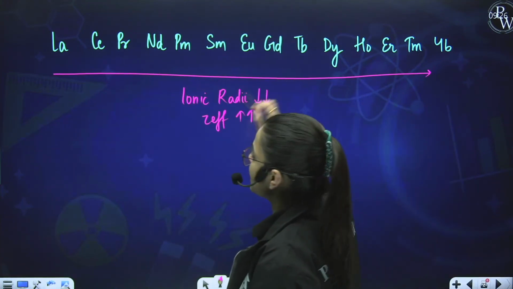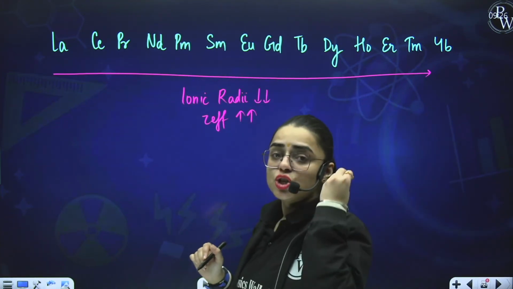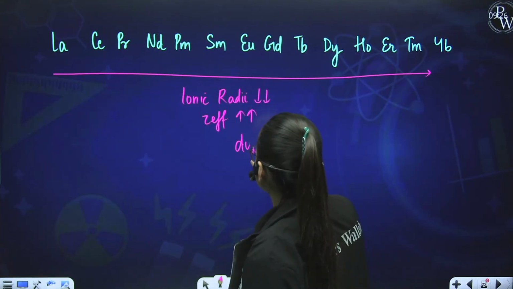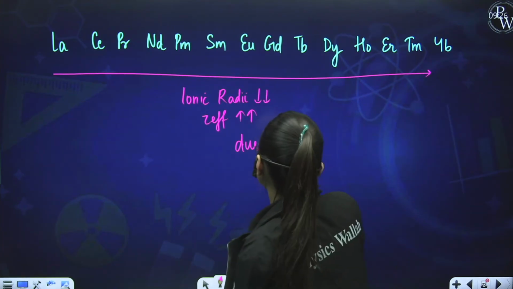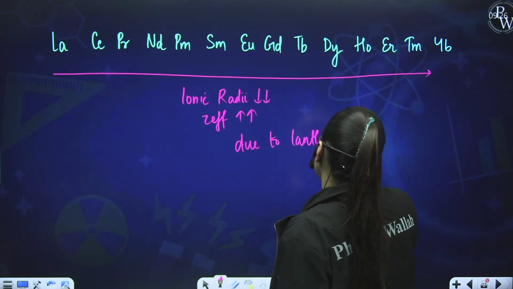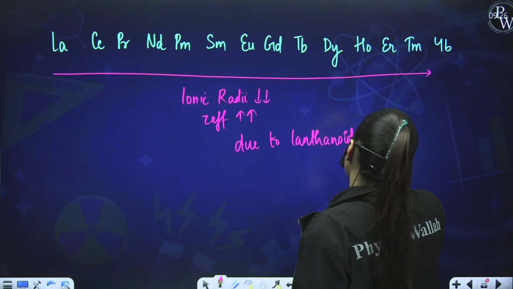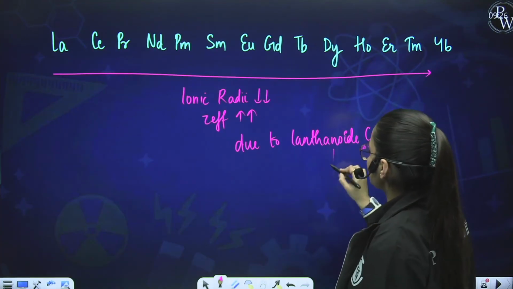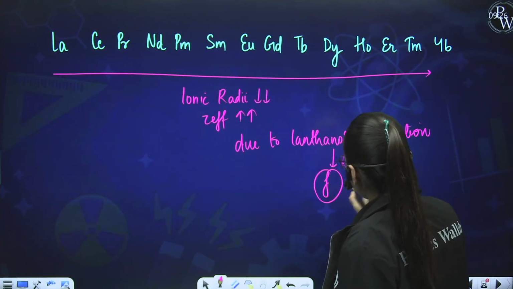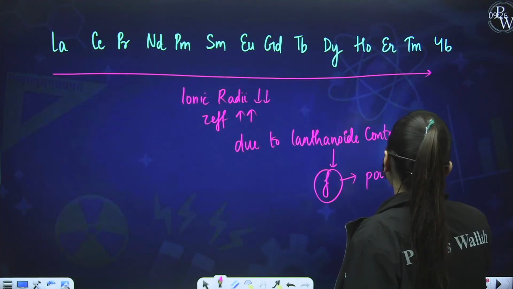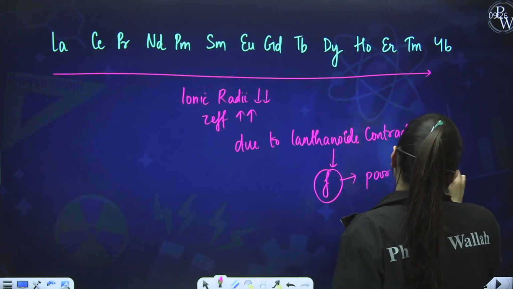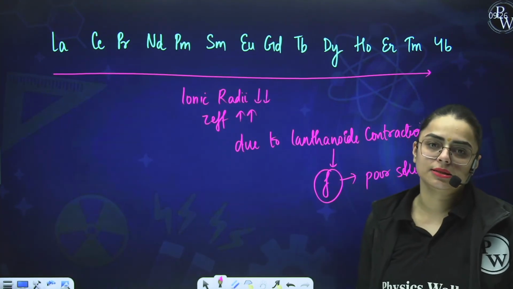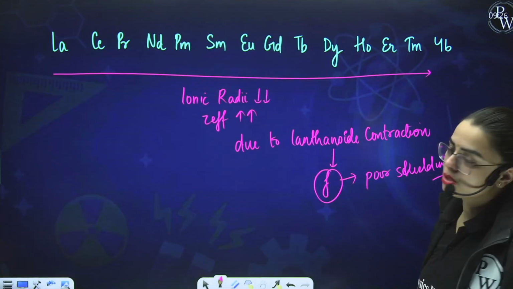This is because of the presence of f subshell. Now, f subshell shows lanthanoid contraction. Why? Because it has poor shielding effect. So, the major reason first is that Z effective is more. Second is due to lanthanoid contraction. Now what is it? It is poor screening of f subshell, or poor shielding of f subshell. This occurs. Ionic radii will decrease. Is it clear to you people?